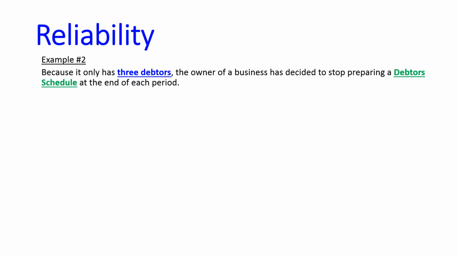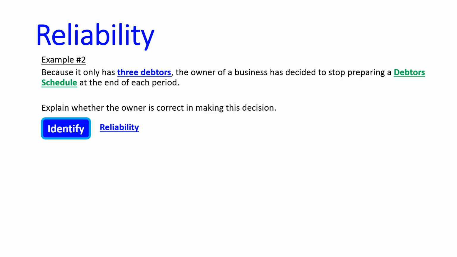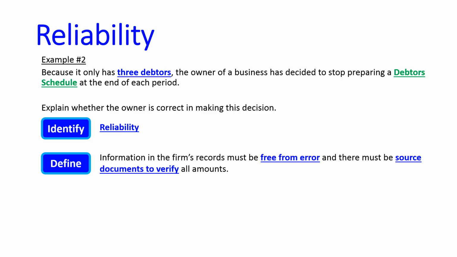Let's look at another example. Because a business only has 3 debtors, the owner has decided to stop preparing a debtors schedule at the end of each period. Explain whether the owner is correct in making this decision. So I identify reliability and I'm going to define it. This time I'm going to mention the bit about records being free from error. So information in the firm's records must be free from error, and there must be source documents to verify all amounts. Well, what's that got to do with the debtors schedule?